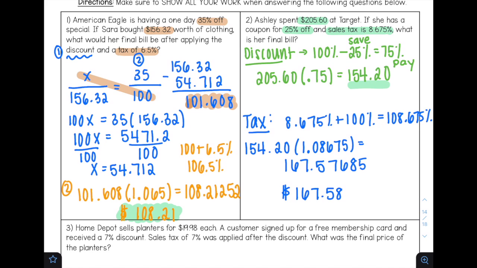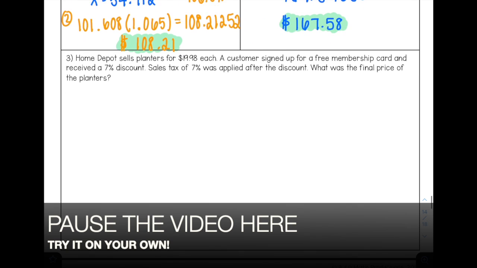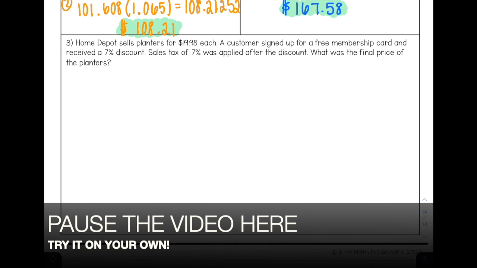So depending on whether you first took 25%, then subtracted to get your 154.20, or you did it the method I used, that's fine. Either way is perfectly correct. Whether you took your 8.675% of this total and then added it back in, you're still going to get the same amount, $167.58. All right, so for the last question, number 3, try this one on your own, pause the video, and then come back and check your answer.